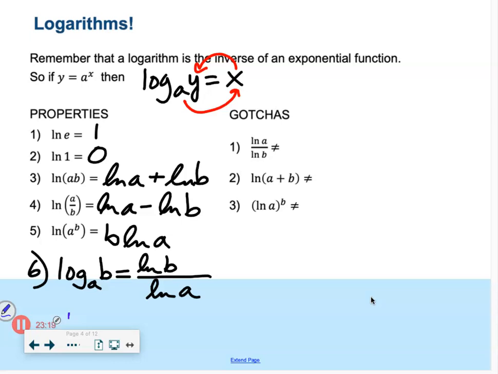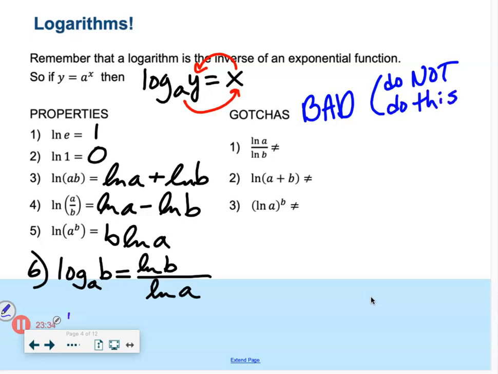All right. Now there are some gotchas. These are what not to do. So anything that's here is bad. So make sure you know, do not do this. All right. This is bad. I get nervous when I show you something not to do.